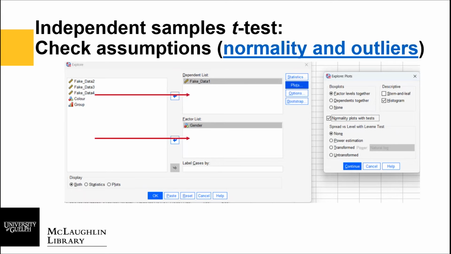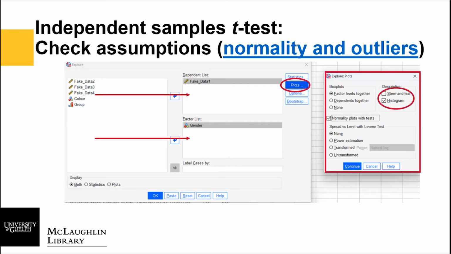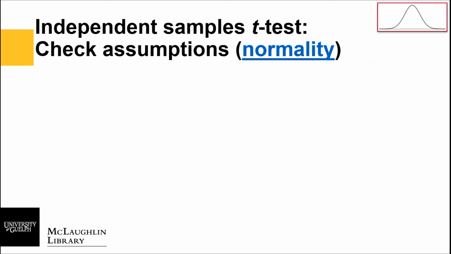There's another thing we have to check here. We have to click where it says plots. Under plots, for descriptives, you will uncheck stem and leaf and check histogram. You will also check where it says normality plots with tests to get the actual statistics. Then you can click continue and you can click OK, and this will generate both your normality check and your outlier check. If we do that, we'll get several pieces of information in our output window.